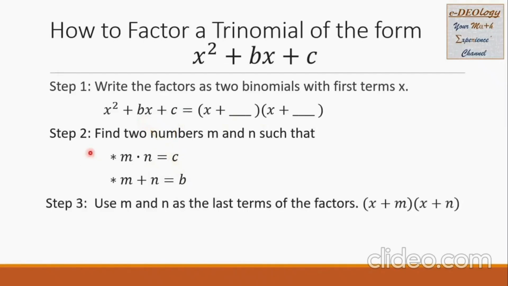So once we comply with step 2, we will go now to step 3. We will use m and n as the last terms of the factors. So it will be like this now, x plus m multiplied by x plus n. And step 4, we're going to check our answers. We will check by multiplying the factors, and it must come back to its original problem or the original trinomial. Let us have some examples.